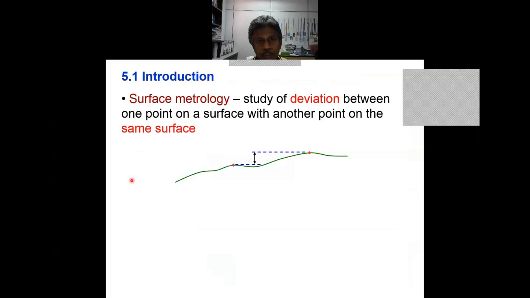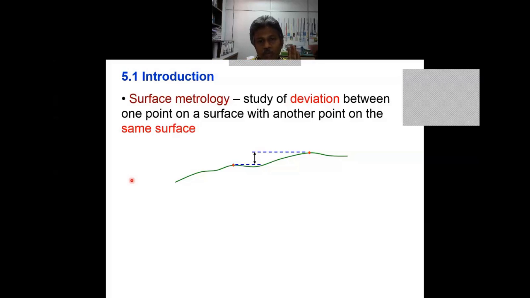Okay, now we go into the technical detail. What is surface metrology compared to what you have learned earlier? All the previous measurements you have done, you're comparing with the standard. If you take a ruler, for example, you measure length. You are measuring the length of the unknown with a scale there. So that scale is your standard.